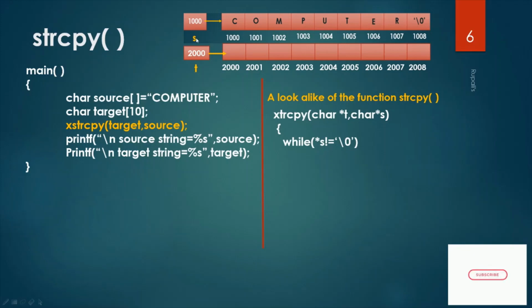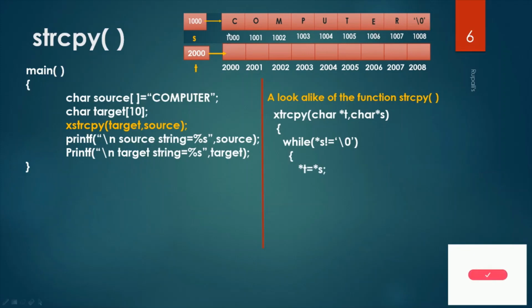So what is s? s is 1000. *s means what? Value at 1000. It is C. So first compare, is C equal to \0? No. Then you have to increase s. The value of s becomes 1001. Is the value of *s \0? No. In this way, you have to increase the position till you get the value of *s equal to \0.